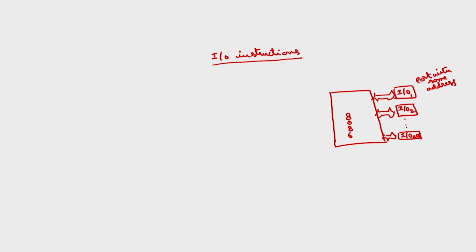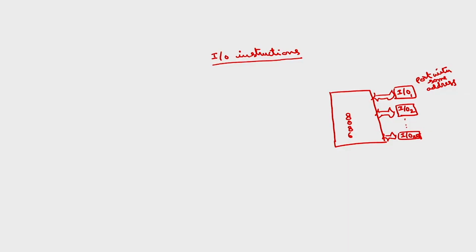In order to transfer the contents of this port onto the 8086, or the data from 8086 to the port, we can use these IO instructions. There are two instructions: one is called the IN instruction, another is the OUT instruction. But in IO instructions we will use only AL and AX registers.